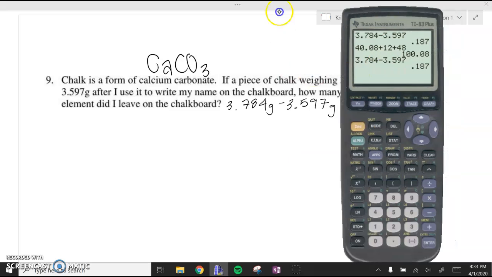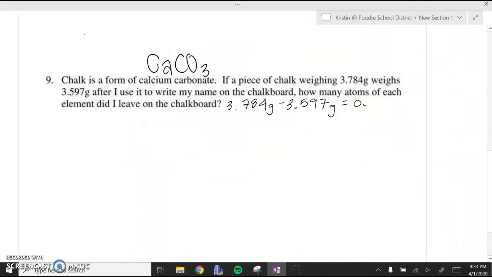Okay, 0.187 grams of calcium carbonate was left on the board. So that's going to be my starting mass. 0.187 grams of calcium carbonate.